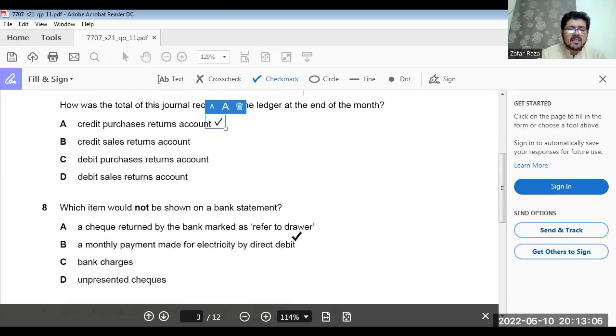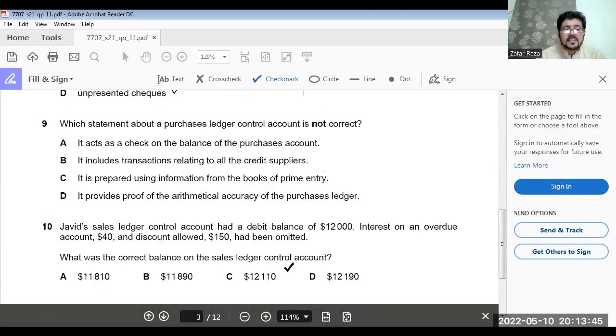Okay. Now come to question number 8. Which item would not be shown on a bank statement? A check marked by the bank as referred to drawer, a monthly payment made for electricity by direct debit, bank charges. Direct debit, no. Bank charges, no. What is left? Unpresented checks. Unpresented checks are the item not shown on the bank statement because the bank doesn't know you have issued a check. Getting my point here? That option is the answer.